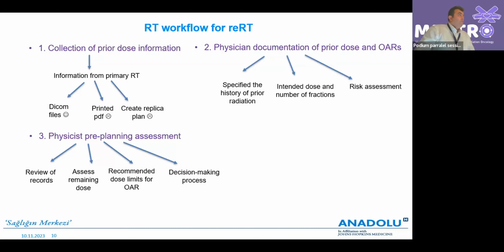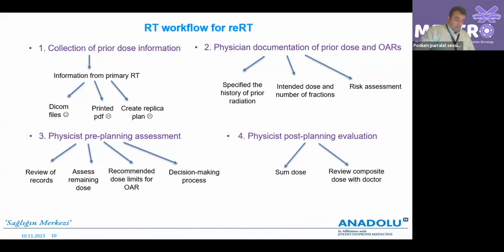And then we should know the recommended dose limits for the re-irradiation. And of course, we should be in the decision-making process. We should help the doctors decide the patient's treatment. And I think the last thing is post-planning evaluation. This is also important, because we have two different dose distributions, and we should sum the dose and then review the composite dose with the doctor. I think that this is another important thing for the physicists.